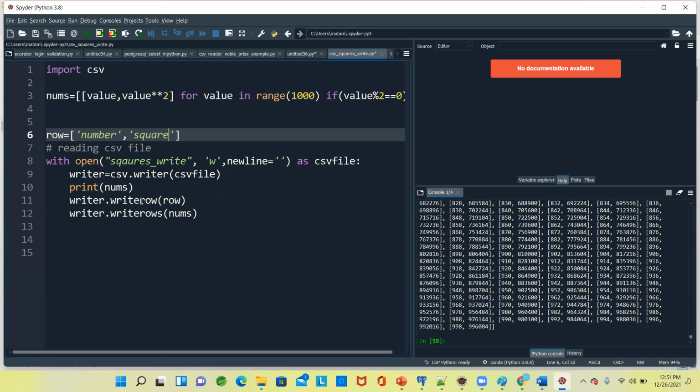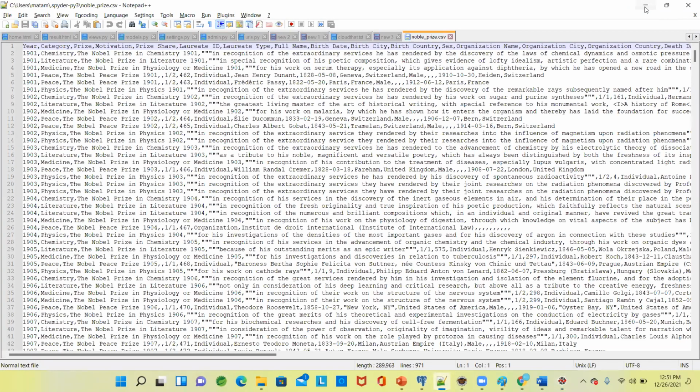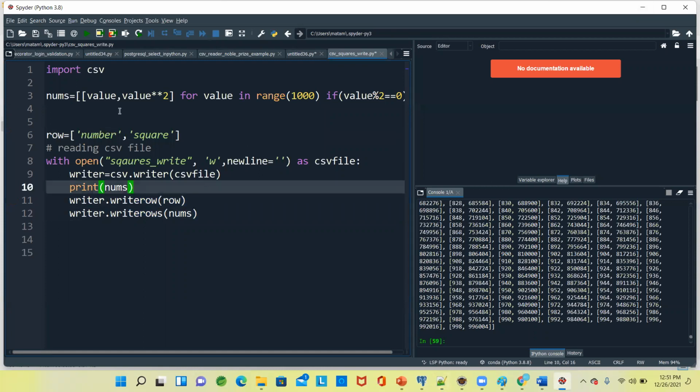Number and square. What is that? Write row. So the file has been opened. You need to close that file. Otherwise it won't write.